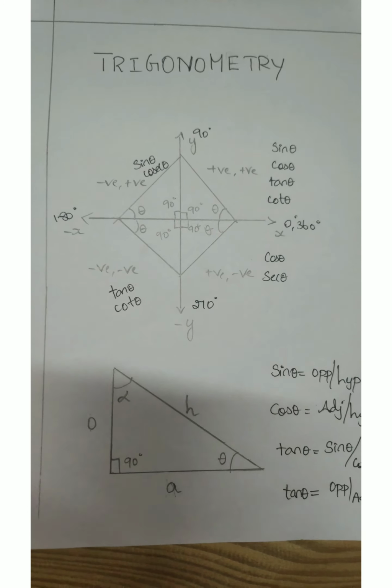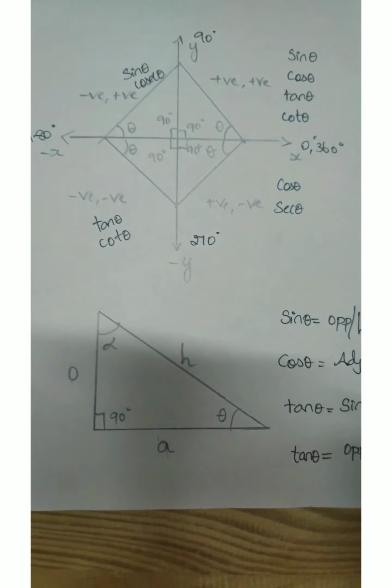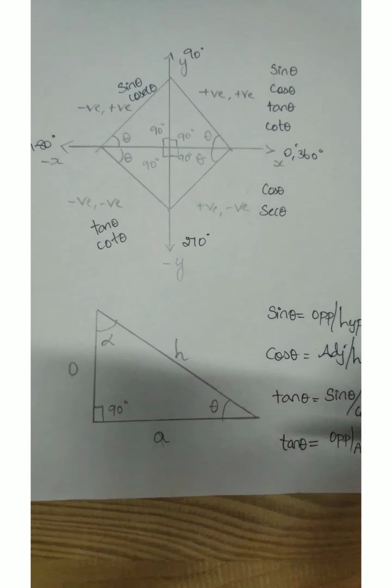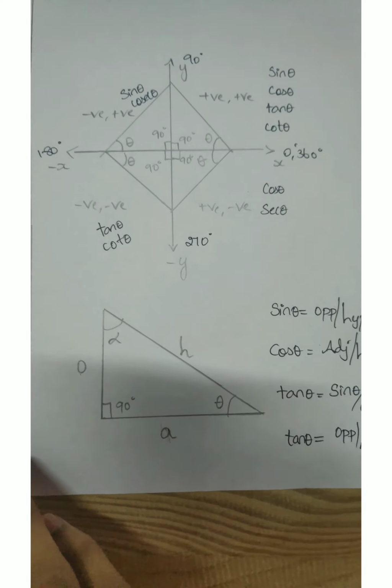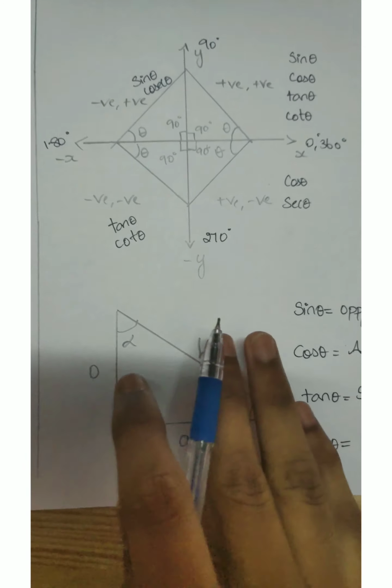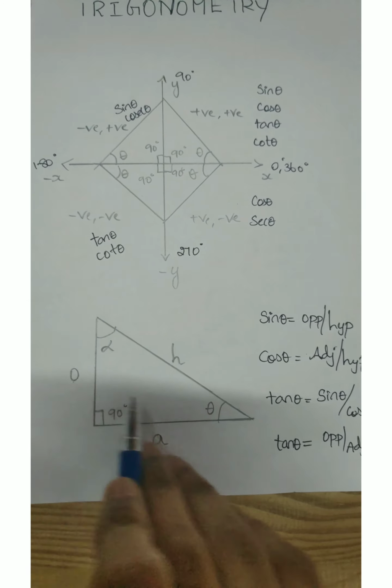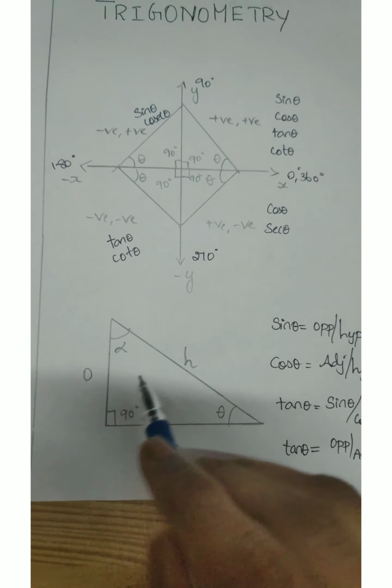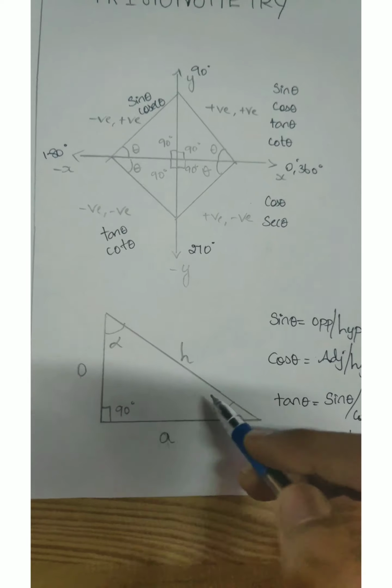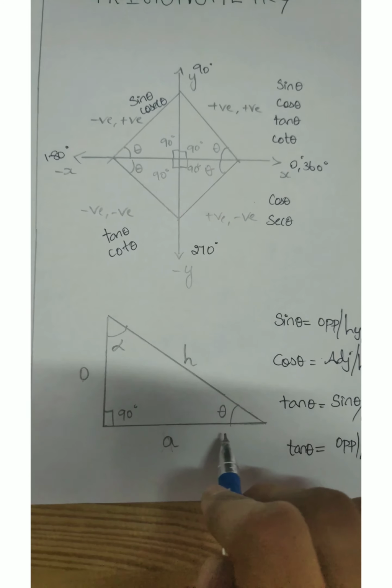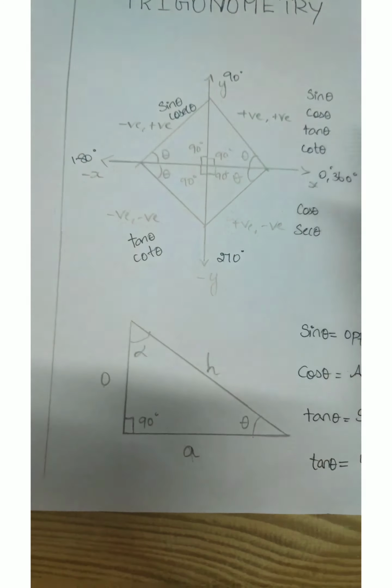Today our topic is trigonometry. I have taken this topic today because most of the engineering students don't know how to find the opposite side and how to find the hypotenuse side in a right angle triangle. To find the opposite side, the side opposite to theta is known as the opposite side, and the side opposite to the 90 degree is known as the hypotenuse side, and the remaining side is known as the adjacent side.